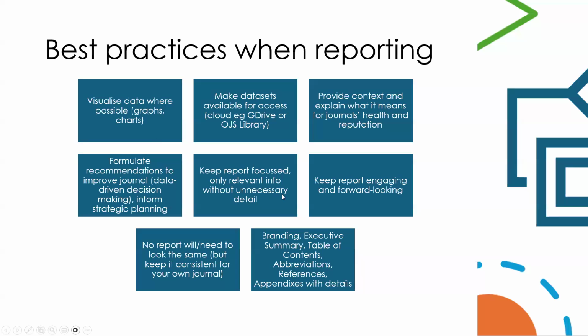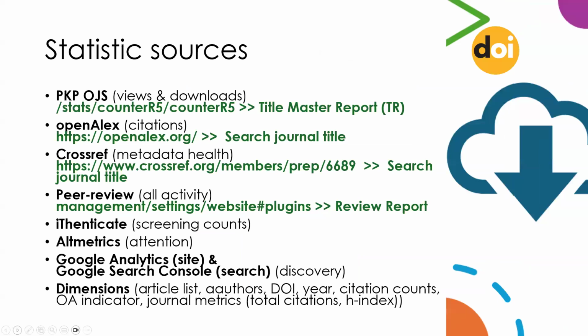Keep your report focused and include only relevant info without unnecessary detail. Your editorial board does not have the time to go through detail. Keep the report engaging and forward-looking, and no report will need to look the same, but at least keep it consistent for your journal. So in your report, have some branding for the journal, an executive summary for the editorial board, a table of contents, abbreviations, references, and appendixes with details apart from the body of the report. So let's now get down to business.